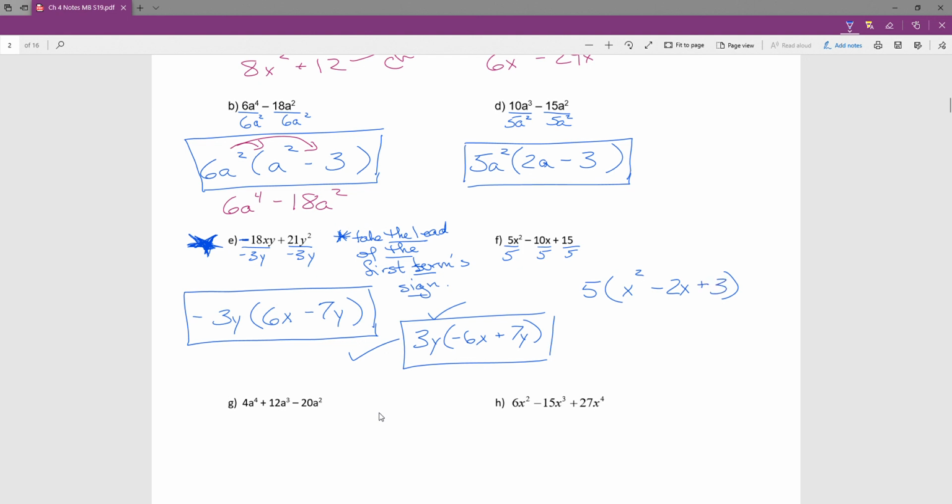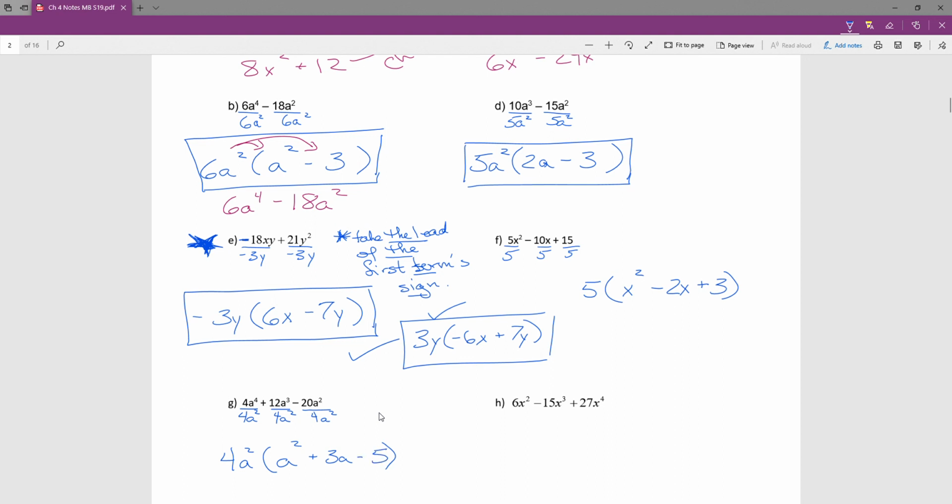The last two on the page would give me a 4a squared as my greatest common factor, and factoring that out, I put down the brackets and I'm going to fill those brackets up by what's left behind when I divide that common factor out of each of the terms. So the first term would leave me with an a squared. The second term would leave me with a 3a when I do that division. And the last term would leave me with a negative 5.